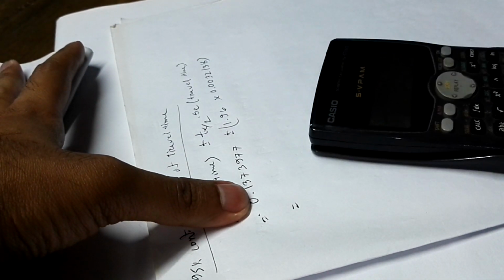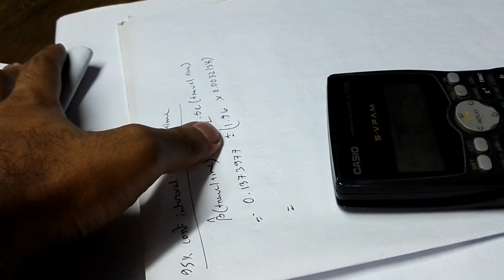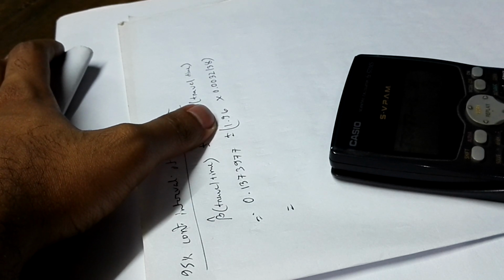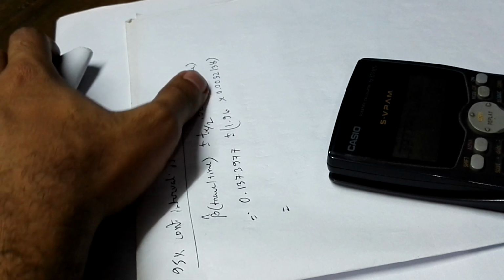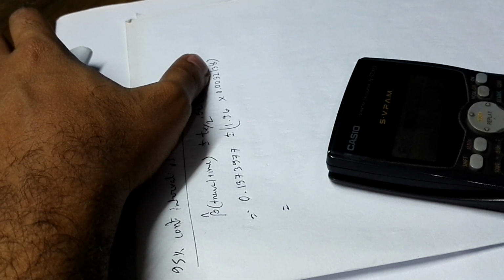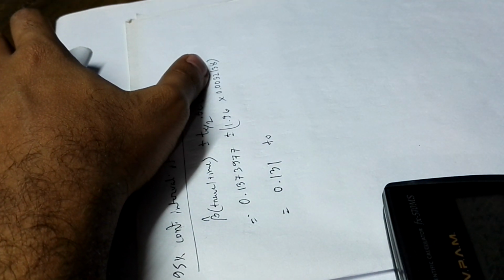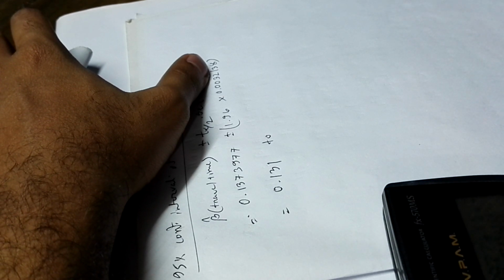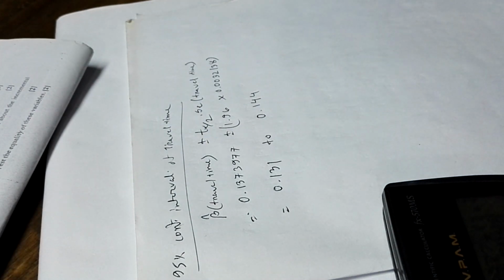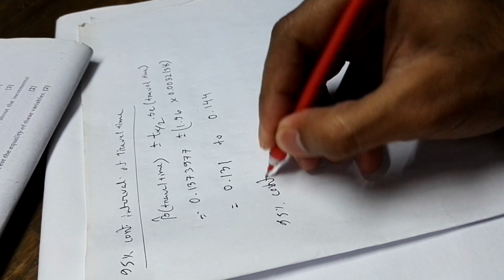So put the numbers here: 0.1373977. Calculate the minus first, because minus always gives you the lowest number, the lower level, and plus will always give you the upper level. So calculate the minus first. All right, the lower value is 1.312. Let's find out the upper value, which is 0.144. So this is the confidence interval for travel time.